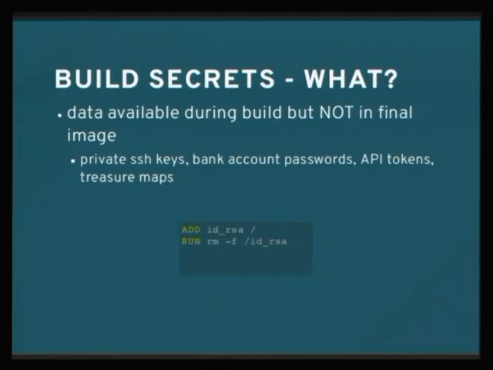Because this means, as I already said, that this will stay in the layer forever and it will never go away. So it might happen that in the final image the file is not there, but it's still in the layer. So if you do Docker save and look into the layer, the private SSH key is still there.